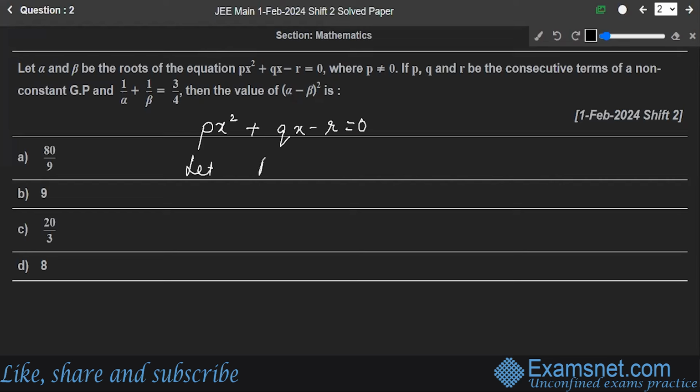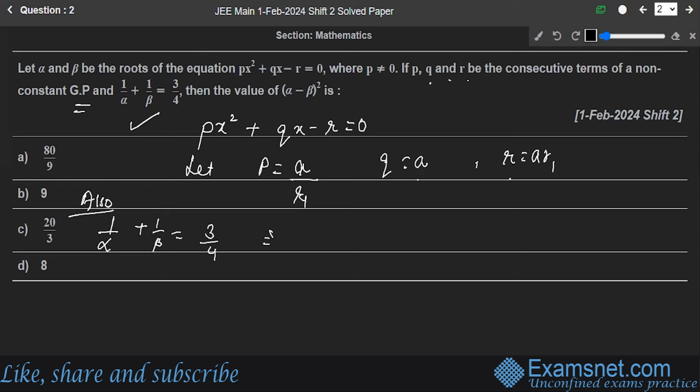Let's say p is equal to a upon r, q is equal to a and r is equal to ar. Why is that? Because you have said that p, q, r, they are the consecutive terms of a non-constant GP. So let's say if I say p is equal to a upon r, then q will be a and r will be a into r. Also, you are given 1 upon alpha plus 1 upon beta. This is equal to 3 by 4. This gives me (alpha plus beta) upon alpha beta is equal to this.